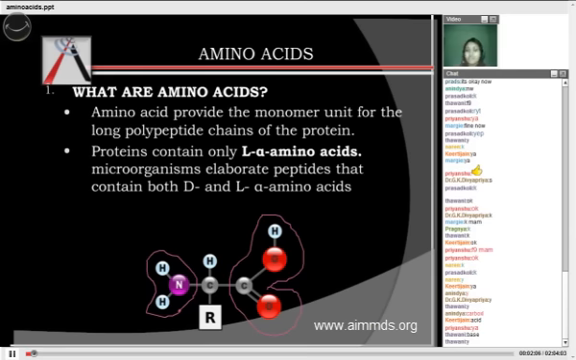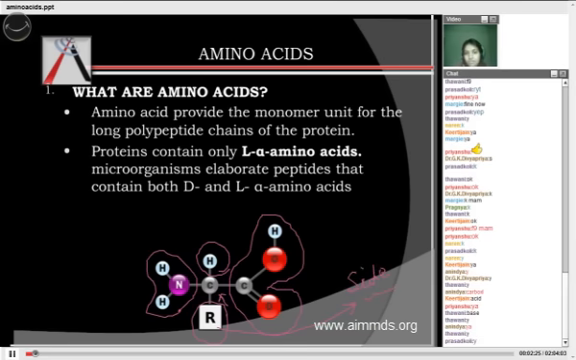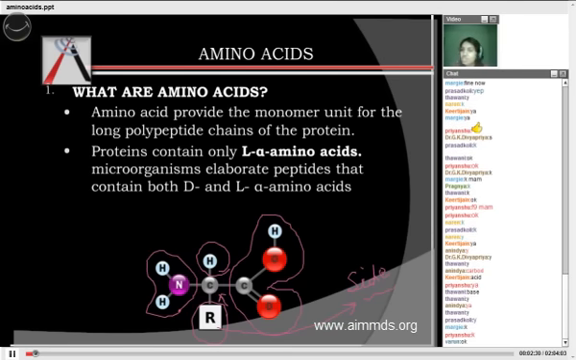Now if you notice, we have a carbon here to which we have one hydrogen, and on the other side we have this R. What is this R group? R group is nothing but the side chain. It could be any side chain. So this is the basic structure of an amino acid.